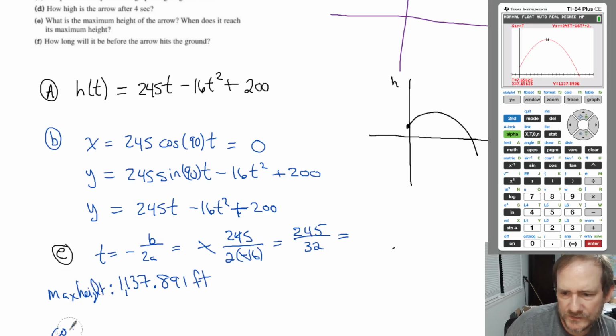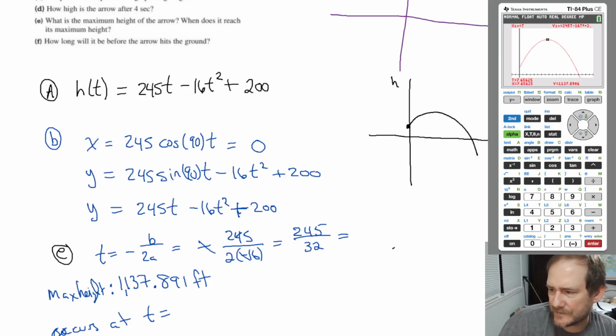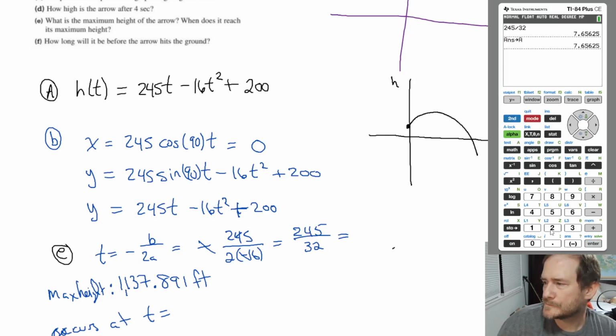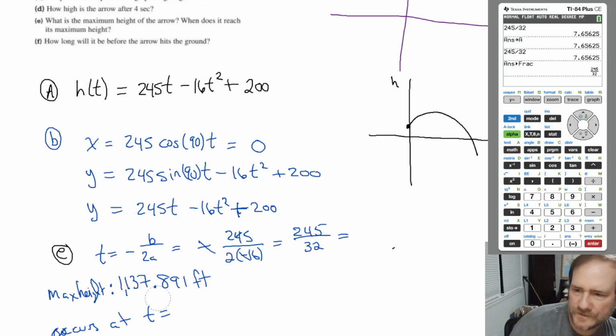And it occurs at t equals, I mean really it's the 245 over 32. So let's just give that as an answer. And let's see if that's reducible. Nope, so 245 over 32.